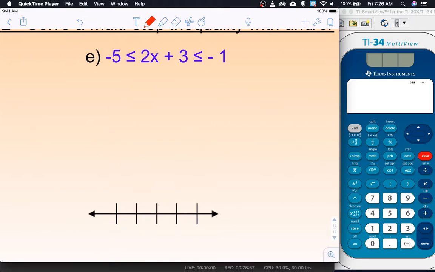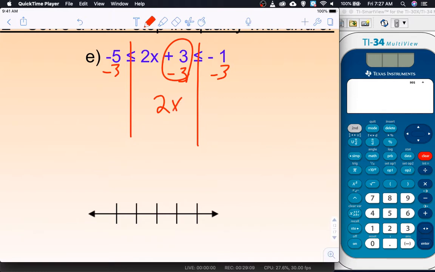Okay, so let's see here. Minus 3 first, because you always get rid of the adds and subtracts before multiplies and divides. 2x is less than or equal to negative 4 is less than or equal to negative 8. Divide by 2, divide by 2, divide by 2. X is, let's do the left side first. We got negative 4, and on the right side, negative 2.